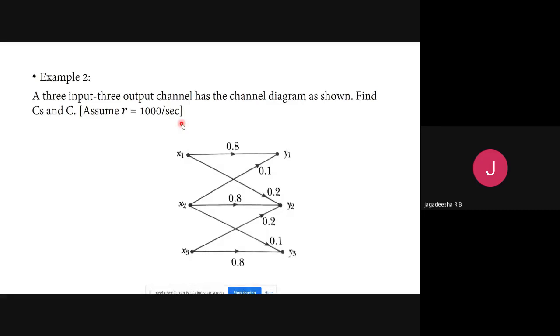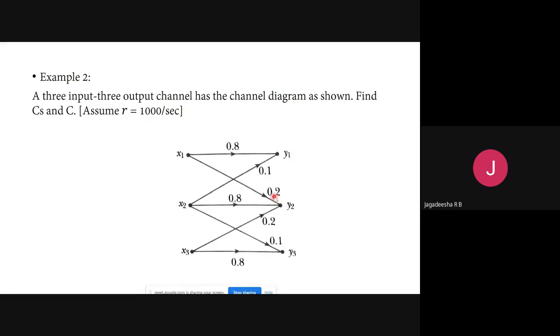So in this case, we consider a 3x3 setting. We have three sources or three input points that generate different symbols. Those symbols propagate through the channel, and we collect the output at different points. They are Y1, Y2, and Y3. The probability of the symbol transmitted at X1 reaching the receiver Y1 as it is, is 0.8. 80% of the time, if you transmit a 1 here, you will receive a 1 here. Or 20% of the time, you will receive that here.